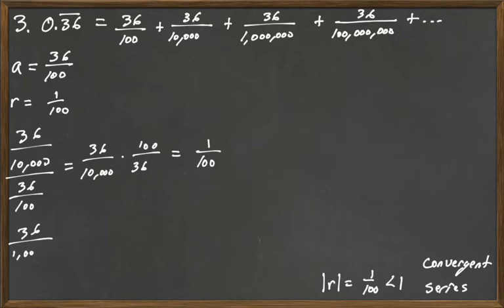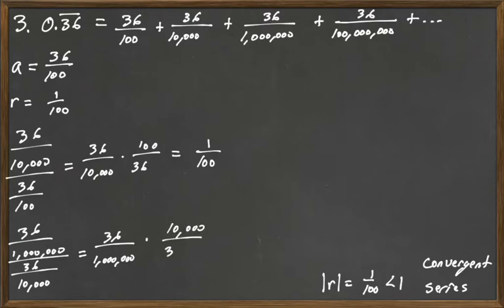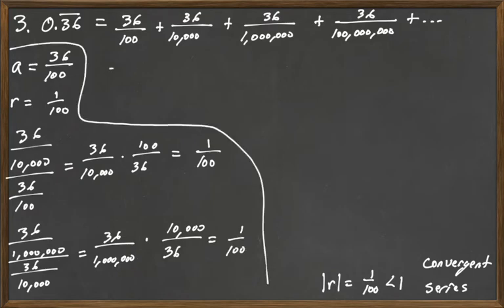So if we take the second and third ones and take the third one and divide that by the second one, keep flip change. And we see that is also 1 over 100. And so that's our common ratio.